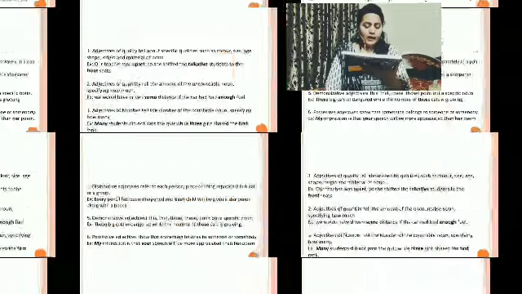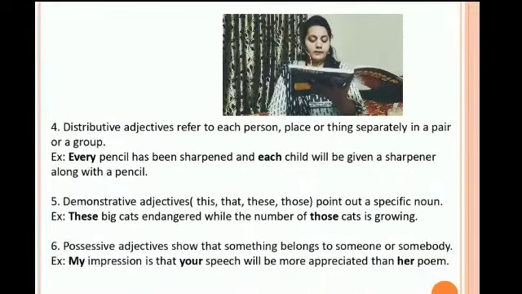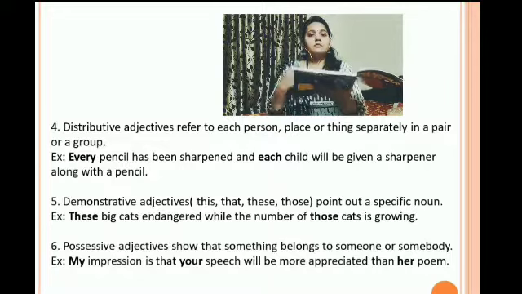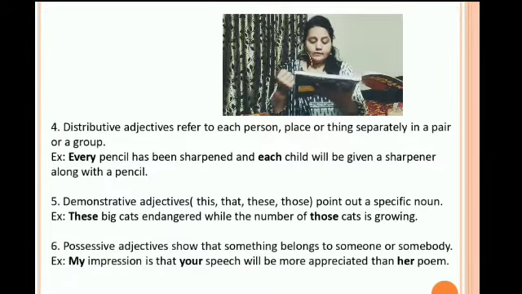Then we have distributive adjectives. Distributive adjectives refer to each person, place or thing separately in a pair or a group. Maybe we are talking about a pair, or we are talking about a group, then these distributive adjectives will be used. For example, each, every, either and neither are distributive adjectives.